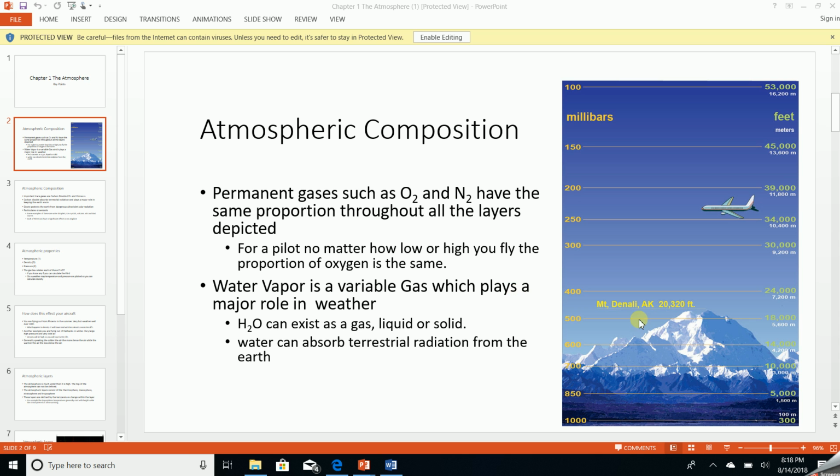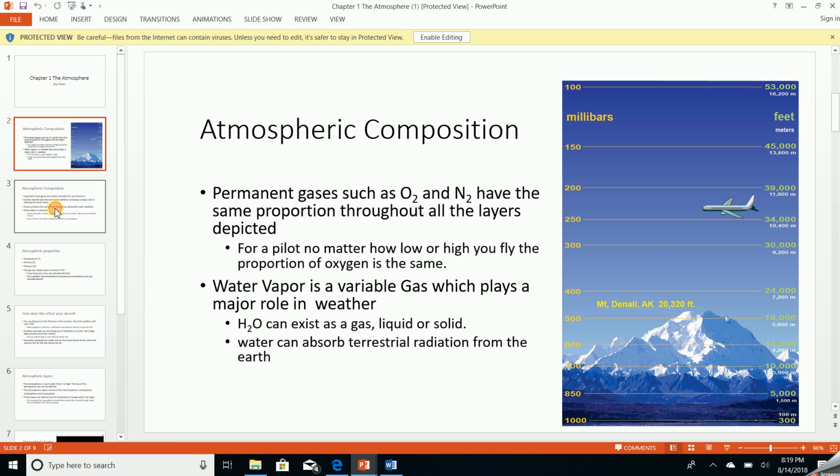So what I wanted to look at is this picture here. If you're at the surface, 22% of the atmosphere at the surface is oxygen. If you're at 300 millibars, 30,000 feet up, 22% of the atmosphere is oxygen. It's just that the pressure is much lower at that altitude compared to down here at the surface, and what happens is the amount of oxygen is less as well. So you have much less air to deal with there.